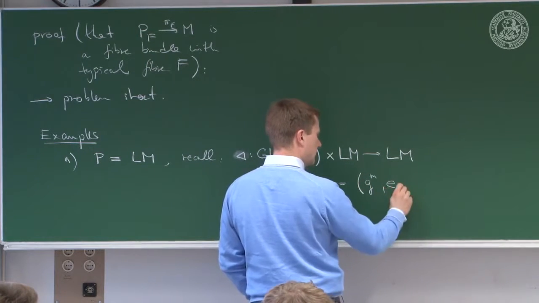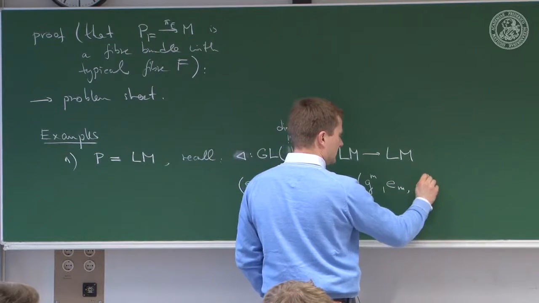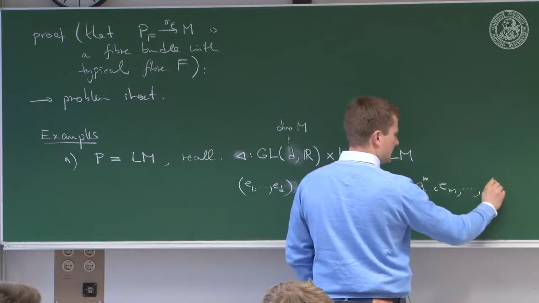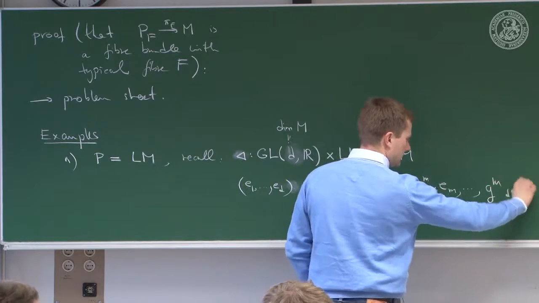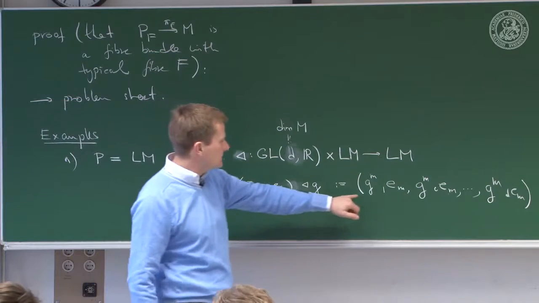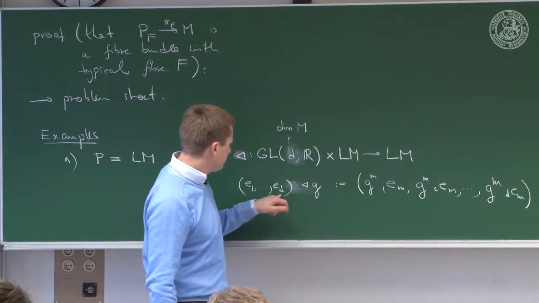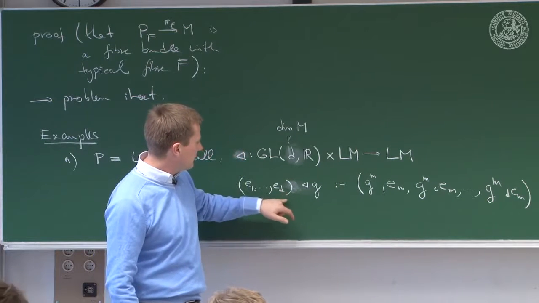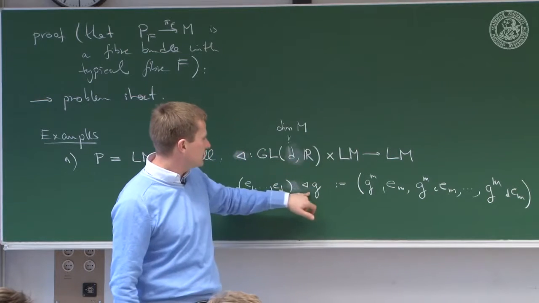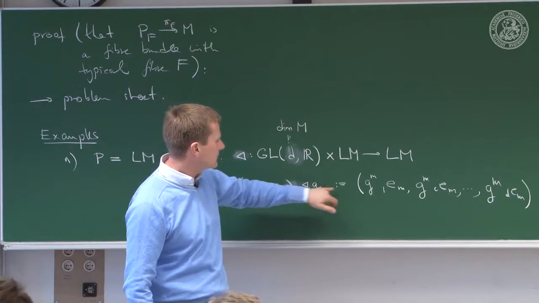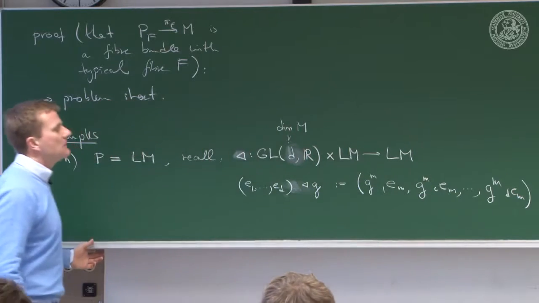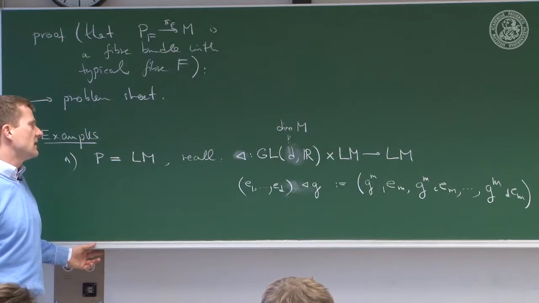g_{1}^{m} e_m, g_{2}^{m} e_m, dot dot dot, g_D^{m} e_m. So as physicists would say, you have a frame. Now you have a basis of the tangent space. You act on it with a GL transformation, a general linear transformation at every point. And of course, this is how the various basis vectors, frame vectors, transform.